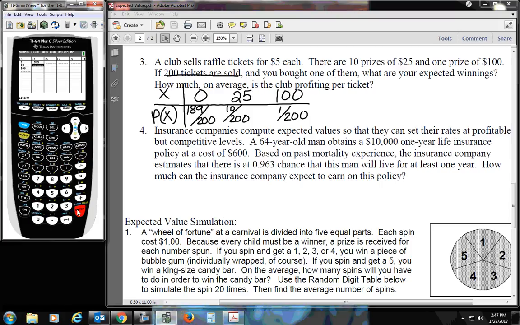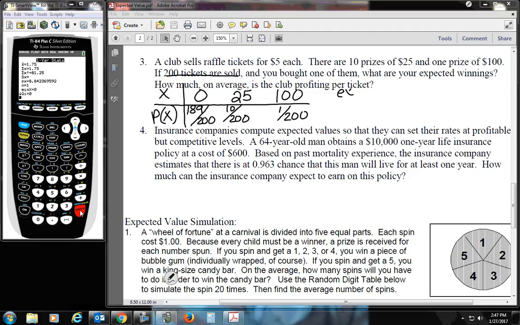That's how many people are going to win $0. Then I'm going to do 10 out of 200. That's how many people are going to win $25. And then I'm going to do 1 out of 200. That's how many people are going to win $100. And then again, I'm going to do stat, calc, one variable stats. List 1 is my list, and then list 2 is my frequency list. Then I'm going to calculate. And so $1.75 is the expected value.